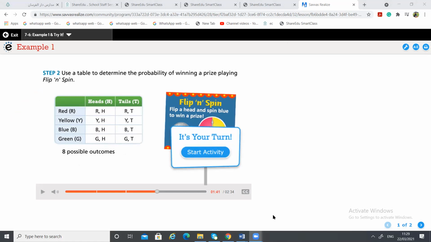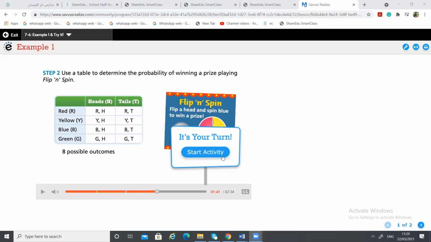Girls, it is not at all easy. Please concentrate. Okay. 2 games you are playing together. You are doing the flip and you're also doing the spin.